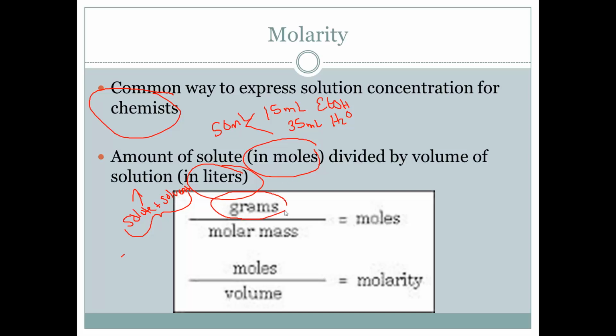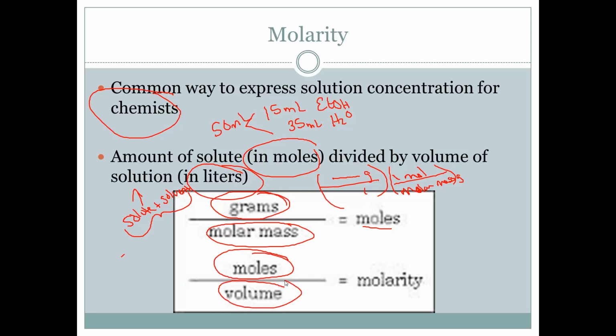The grams over molar mass, you may remember, that's how we do moles. So whatever mass it is over 1, then the molar mass is on the bottom and 1 mole is on the top. You may remember that from previous tutorials. And then to get the molarity is the moles over the volume. So you have to figure out how many moles there are before you can calculate it.